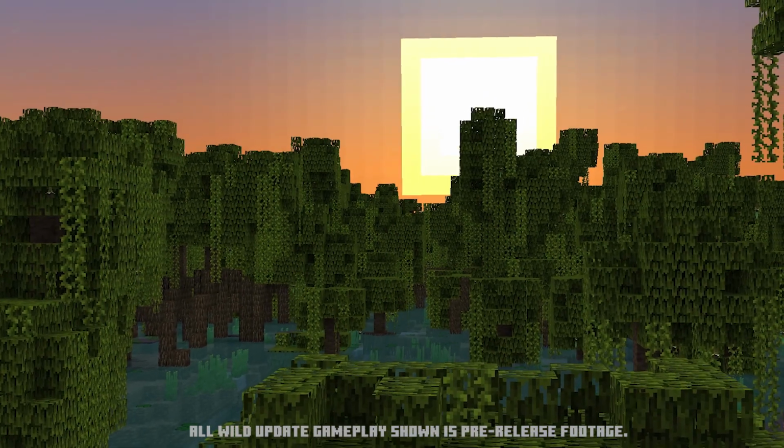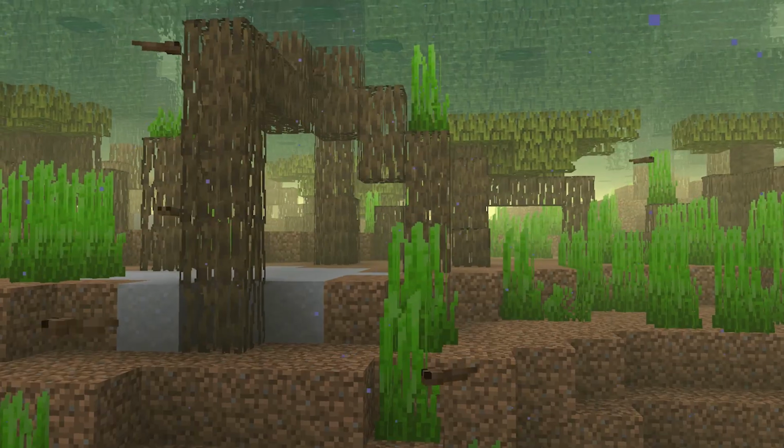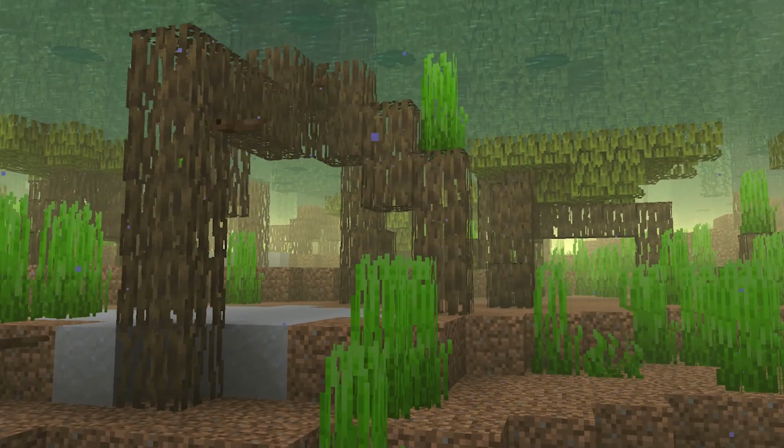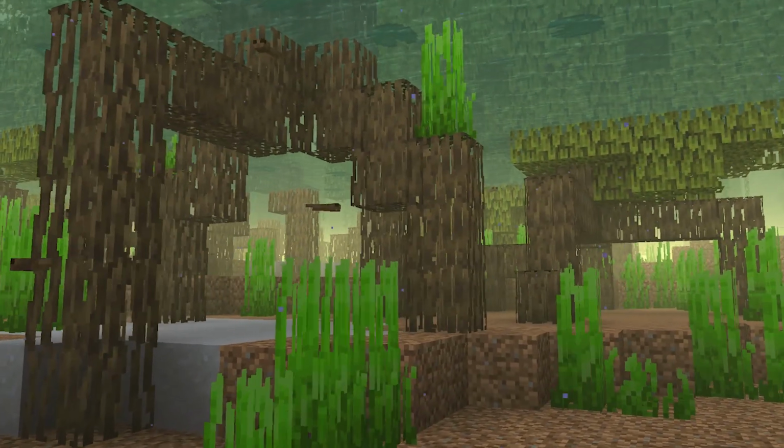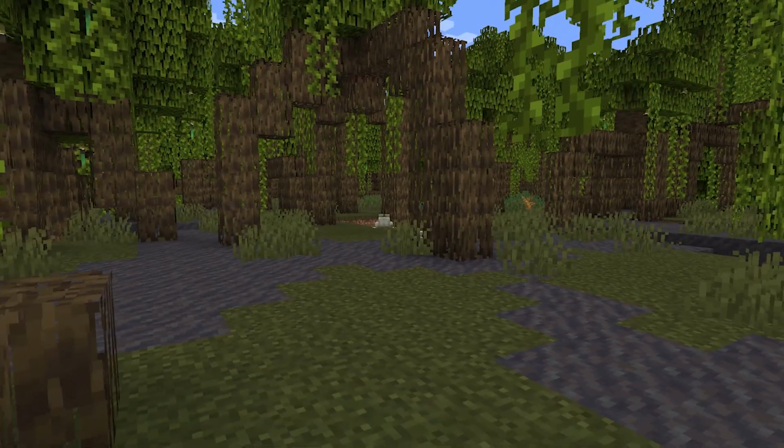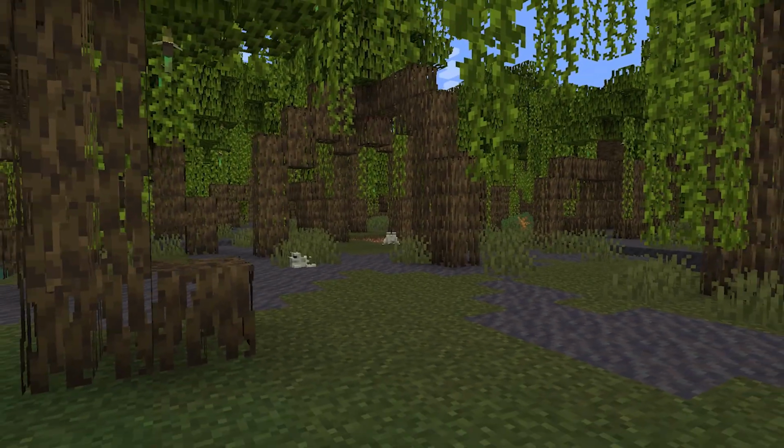The inspiration for the music this time around could be summarized in one word, I think, and that is earthy. So the wild update mostly takes place in the mangrove swamp, so we want to reflect that piece of nature with the twisting vines and the wooden landscape with the music as well. So we're using lots of instruments that are related to the regions where you can find the mangroves.